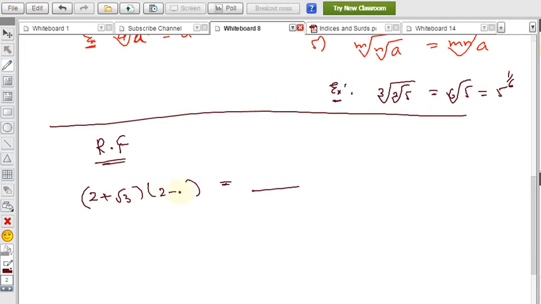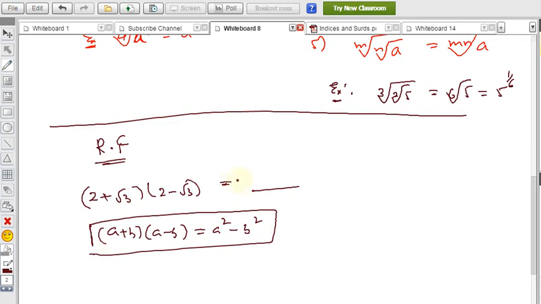If I multiply 2 minus root 3, so a plus b into a minus b formula. A plus b into a minus b is a square minus b square. So by using this formula, 2 plus root 3 into 2 minus root 3 is 2 square minus root 3 square. 2 square is 4. Root 3 square is 3, the square and root get cancelled. 4 minus 3 is 1. Now this is the rational number. This is q. So it's a rational number, 1.